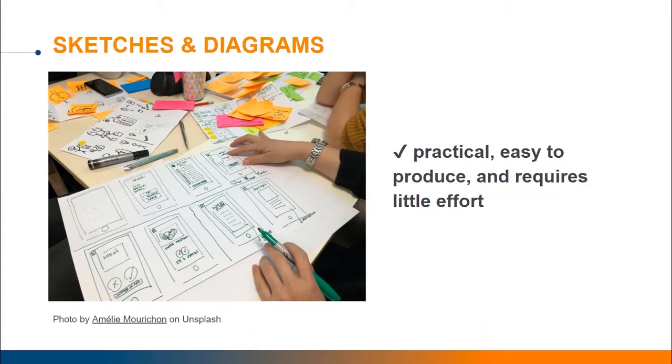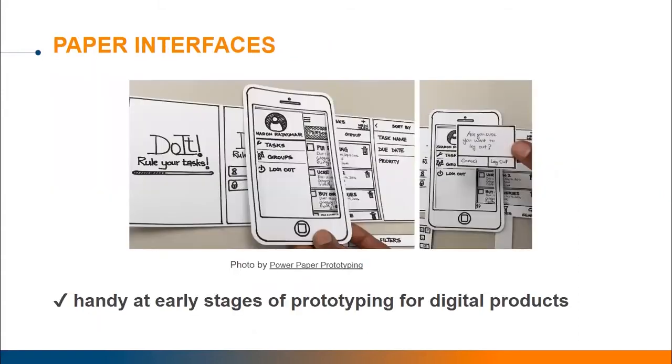Another method is paper interface. Paper interfaces are handy at the early stages of prototyping for digital products such as mobile apps, websites, web services, and other screen-based products or experiences. You can create paper interfaces by sketching them out or by drawing and cutting out usable parts of a user interface.